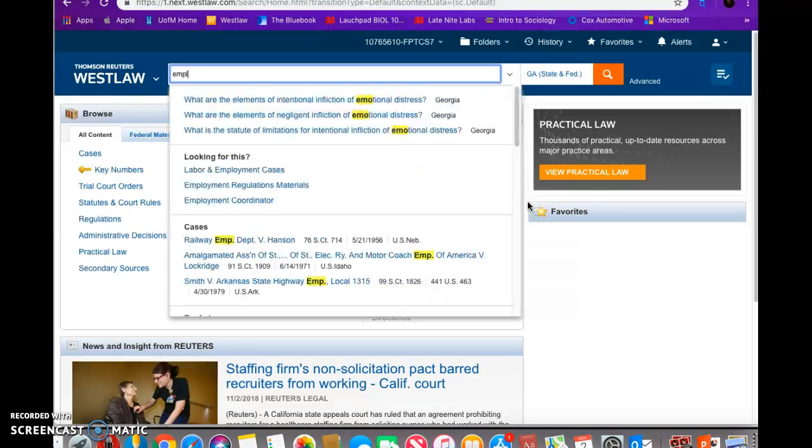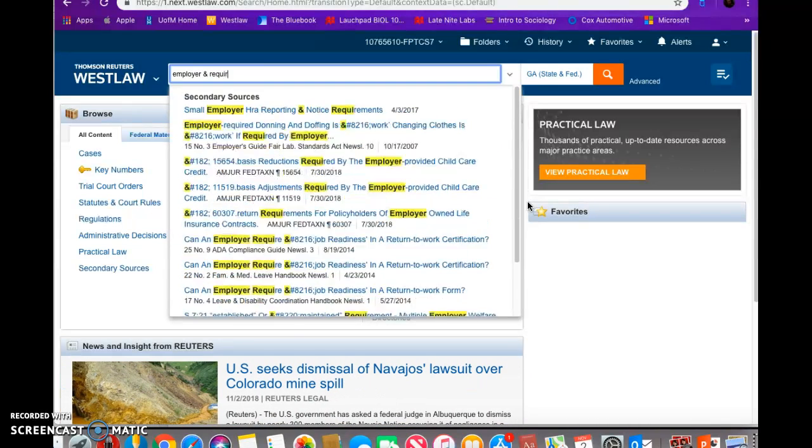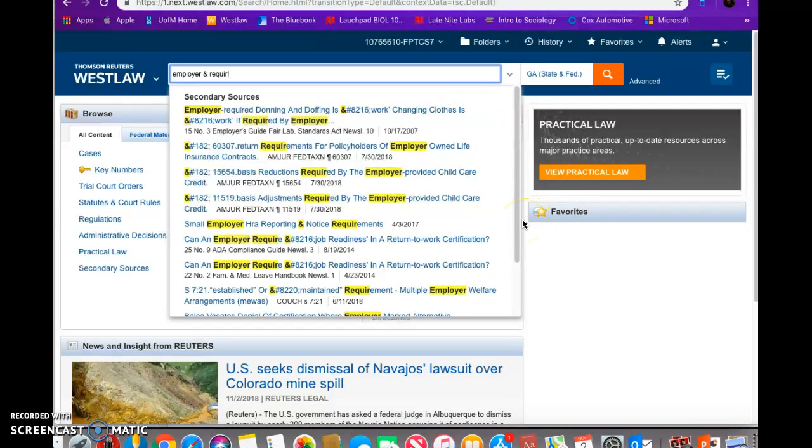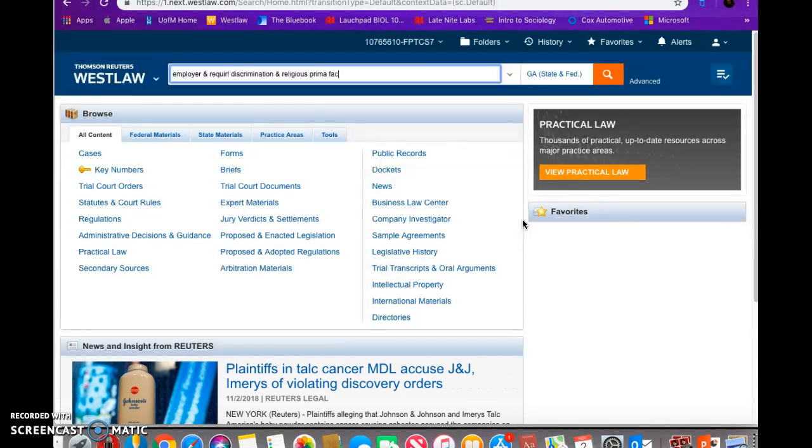So I'm going to use what I have in my notes, which I typed in: employer and require. But instead of putting the E, I used the exclamation point because it can be required or requirement or requiring, something like that. And I also put discrimination and religious prima facie. I think that's how you pronounce it.